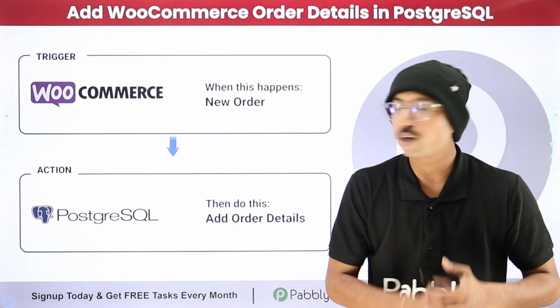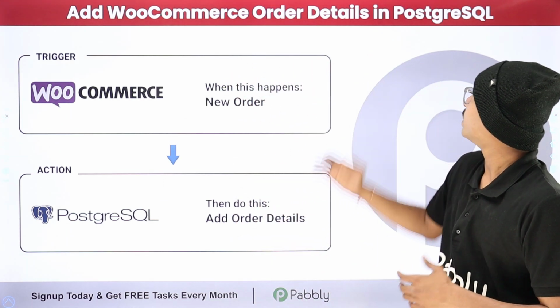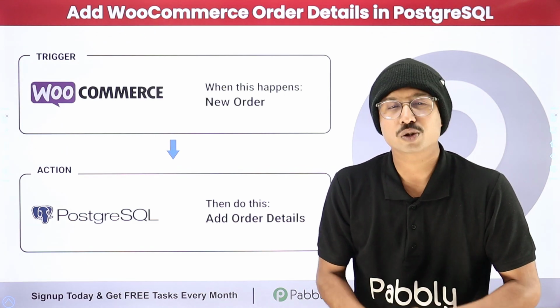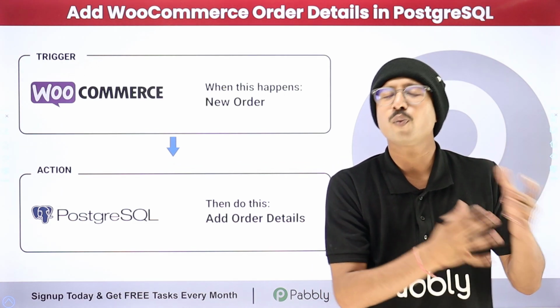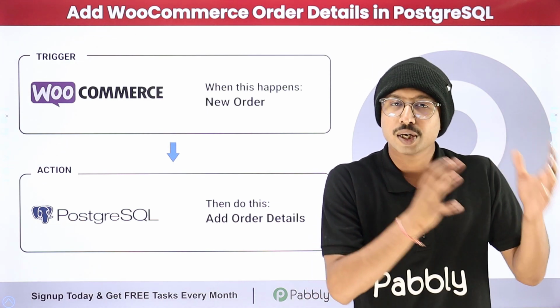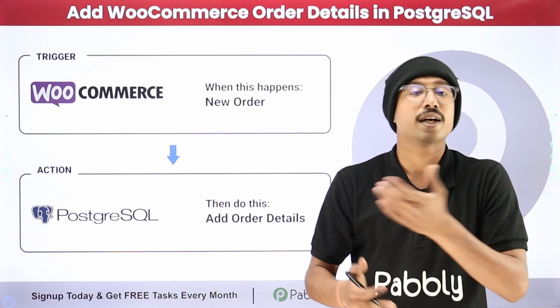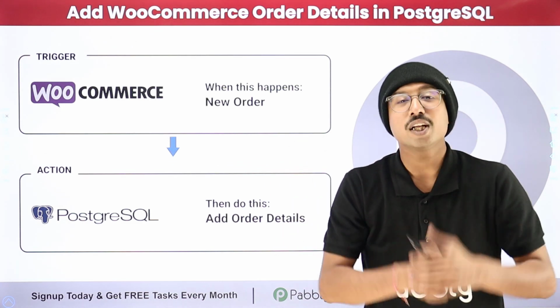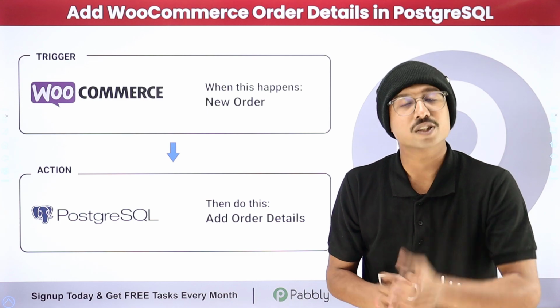So in this video, we are going to learn how to add WooCommerce order details in PostgreSQL. Let's say you have created your e-commerce store using WooCommerce. Now you want that whenever you receive a new order, you add the details of that order and also the details of the customer in your PostgreSQL database. So let me tell you, you can completely automate this process.